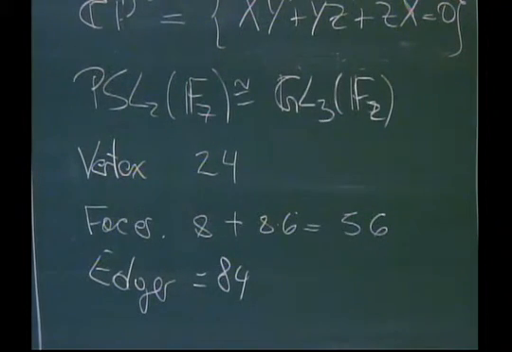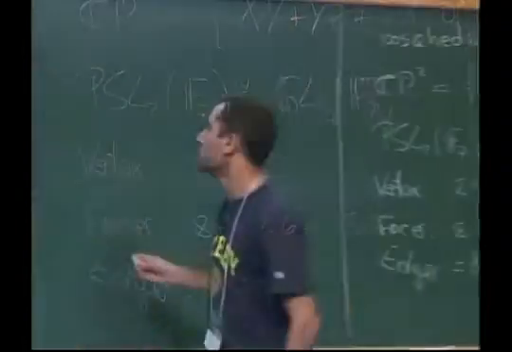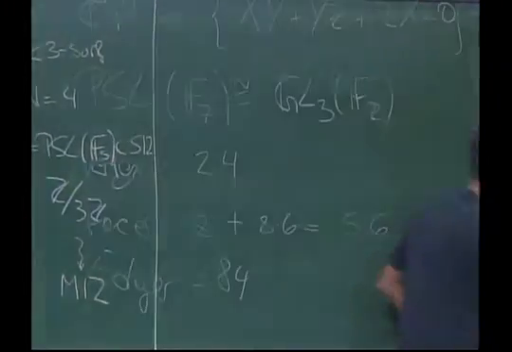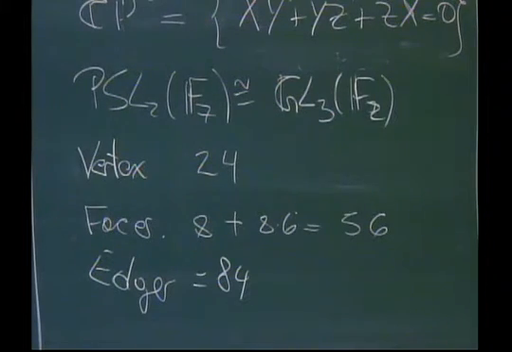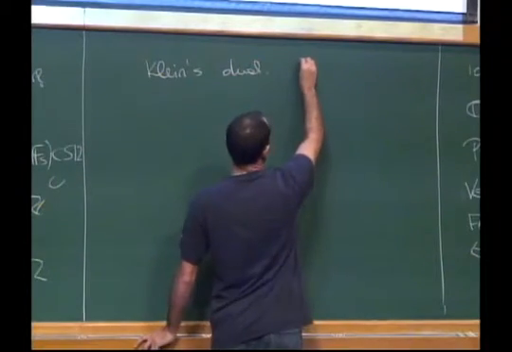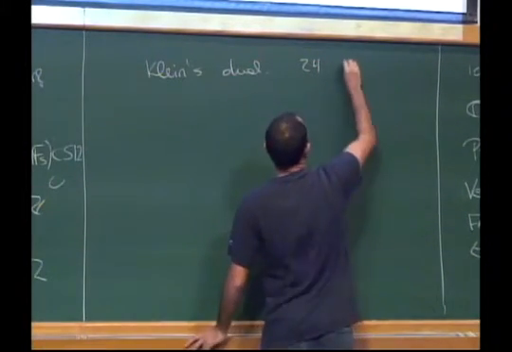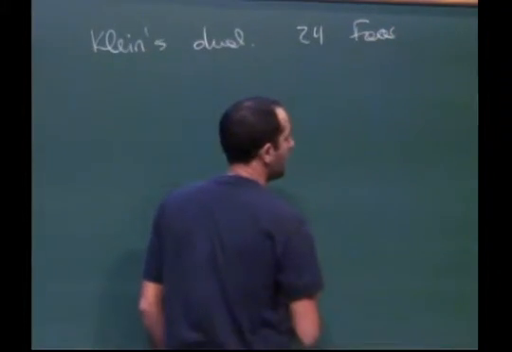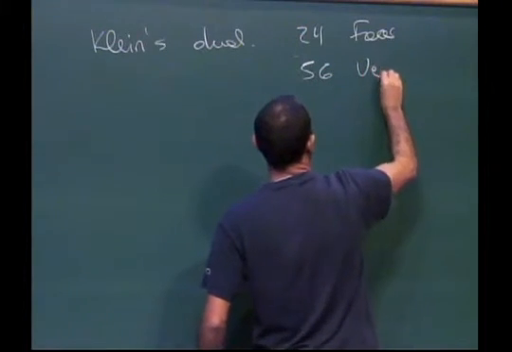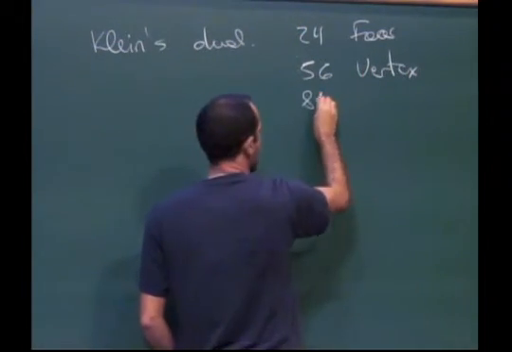All right. So I said this would be the analog of the icosahedron. So let me tell you what is the analog of the dodecahedron, actually. And the analog of the dodecahedron would be the dual polyhedron to that. So the Klein's dual would be 24 faces and 56 vertices. And still our 84 edges.